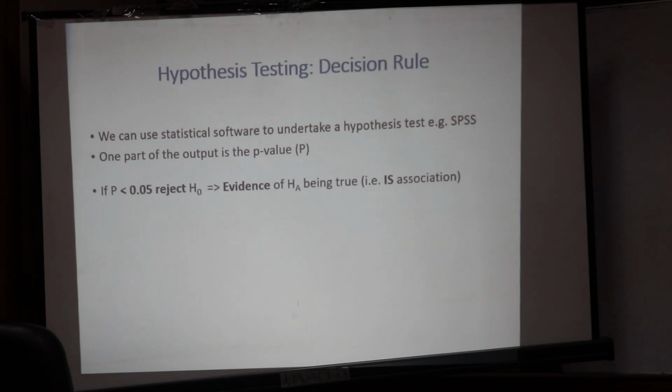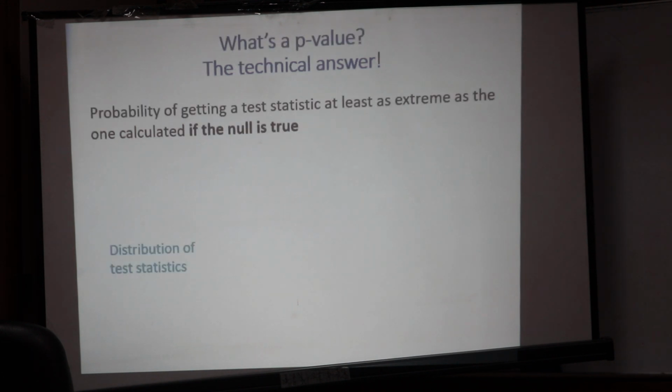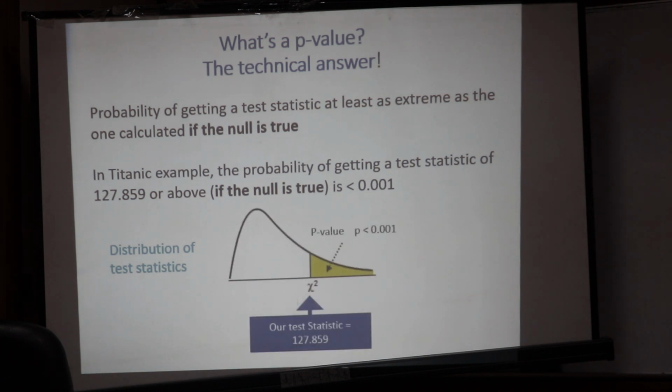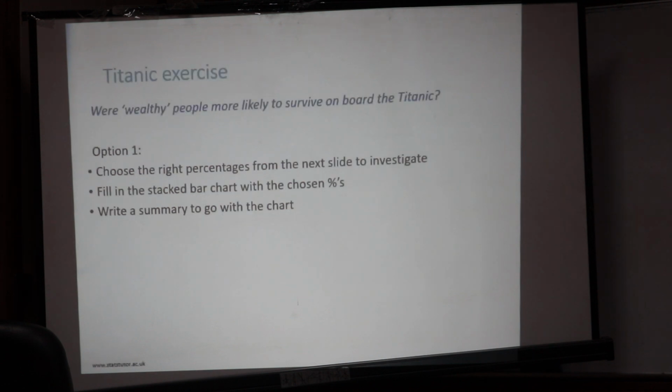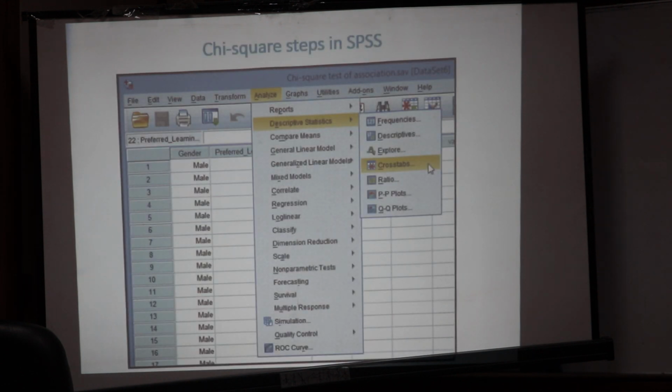But we didn't specify. We need to have more information. We need to look at the table to decide which one is higher. So this is the extra information. We need to look at the table for the interpretation. This is how you do the chi-square.